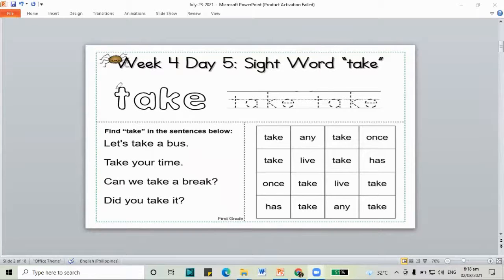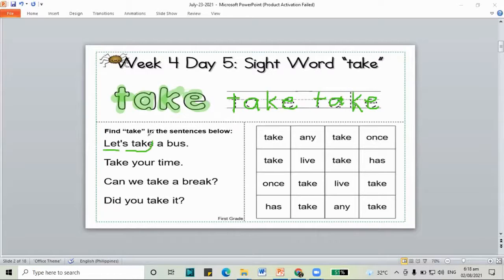Let's color our words and trace. So we have the letters T, A, K, and E. That is the word take. T, A, K, and E. Our word is take.